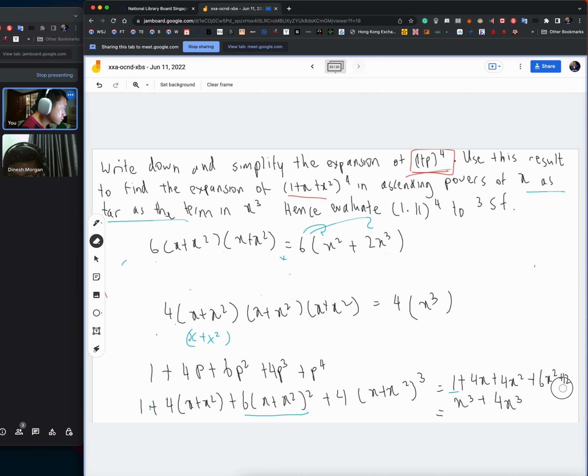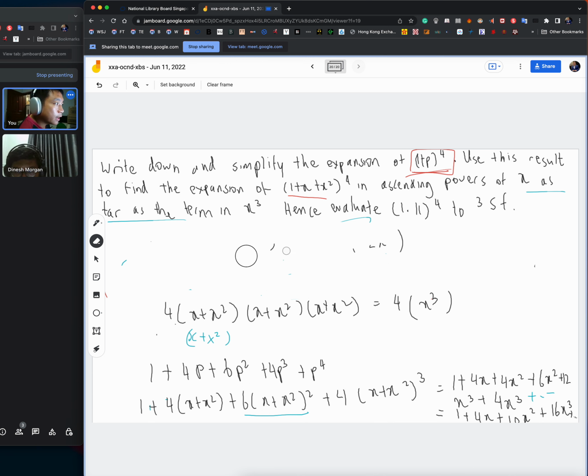Oh, okay. Sorry. Yeah, okay. 10x squared, yeah. 16 plus dot dot dot. So plus dot dot, then plus dot dot. Okay, good. So now they ask you to evaluate this thing. So you have 1 plus 4x, just write down first, 10x squared, 16x cubed plus dot dot. So this is your (1 + x + x squared) to the power of 4, right?